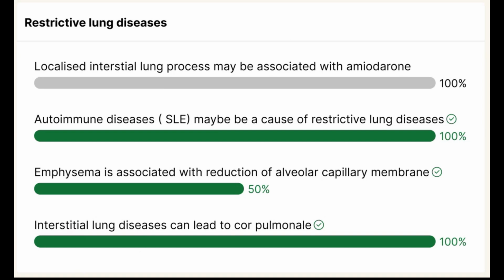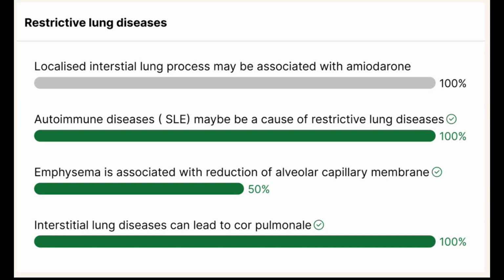Okay, so restrictive lung diseases. A localized interstitial process is associated with amiodarone, which causes an interstitial lung process. There is lung fibrosis that occurs with amiodarone, but it's more diffuse. Localized, you would see it in cases like tuberculosis, bronchitis, abscess, more than actual medication-induced lung fibrosis.